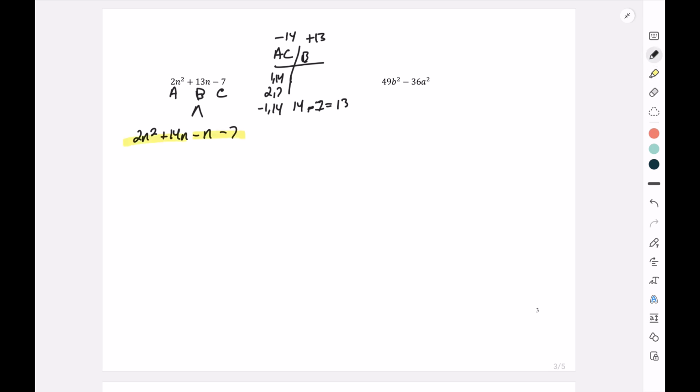If we look at taking out what's in common in the first two terms, we can pull out a 2n, and we're left with n plus 7. And since we want this n plus 7 to return, we can pull out a negative 1 and get an n plus 7. And our answer would be 2n minus 1 in parentheses and n plus 7 in parentheses.